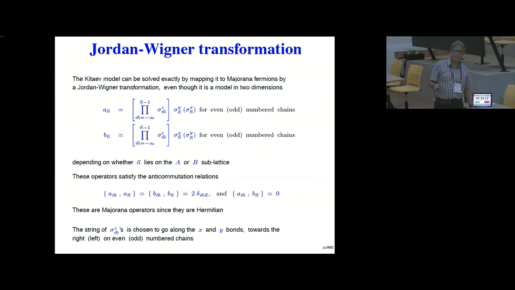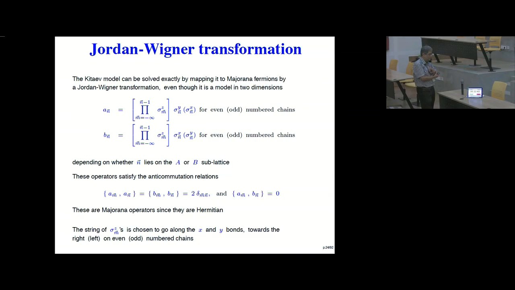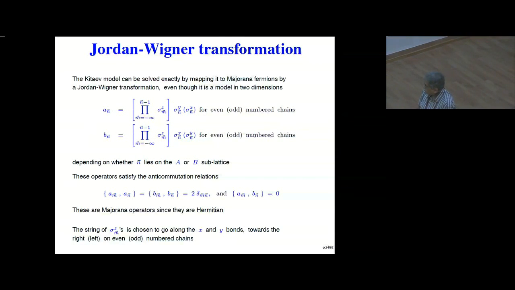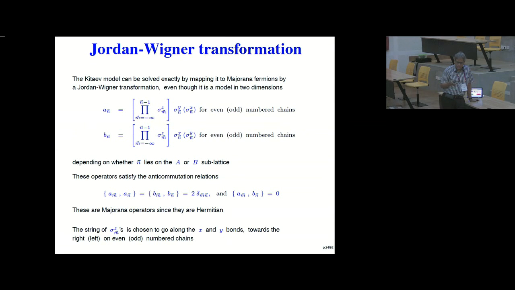Then you can check that these satisfy the anti-commutation relations. So they're fermionic. But there's more. They're actually Hermitian. Remember, I'm putting in sigma y and sigma x, not sigma plus and sigma minus, so these are Hermitian as they stand. These are very strange operators: they are fermionic in terms of anti-commutation relations, but they're also Hermitian. A dagger is the same as A, so there are no separate creation and annihilation operators here. That's why they're called Majorana fermions, because they're Hermitian. So I've already told you how to choose the string.